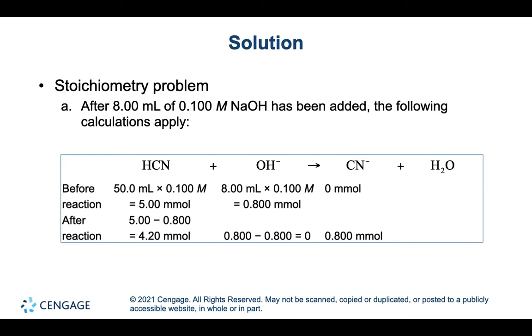So considering this to be stoichiometry, the 0.8 millimoles of OH minus will be completely used up, brought down to 0. And 5 minus 0.8 means we'll be down to 4.2 millimoles for the HCN. The CN minus, however, started at 0, but the OH minus reacting with the HCN made CN minus, so it's up to 0.8 millimoles.